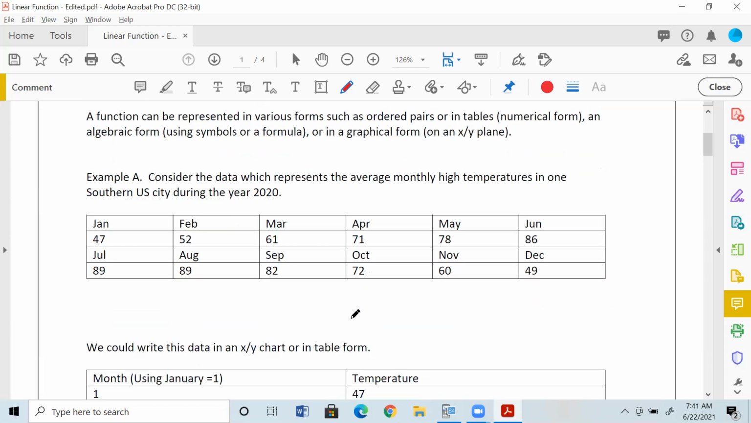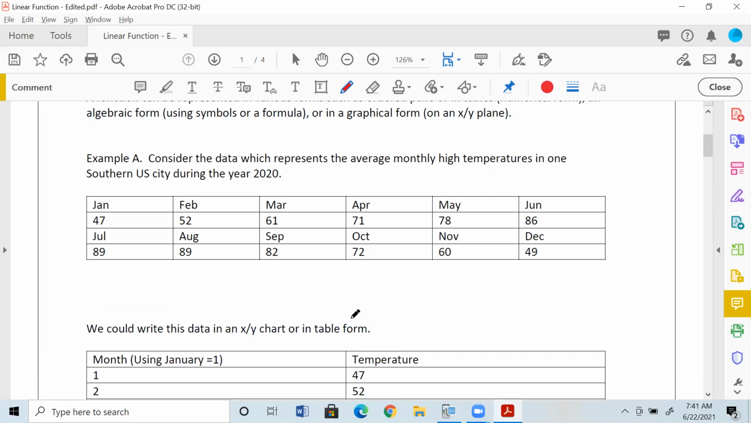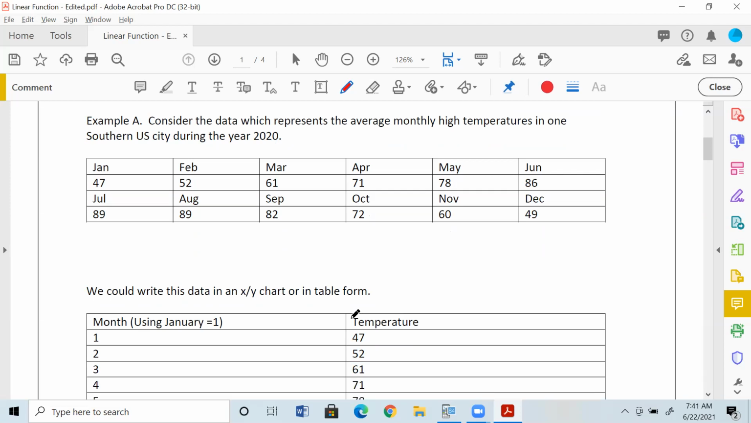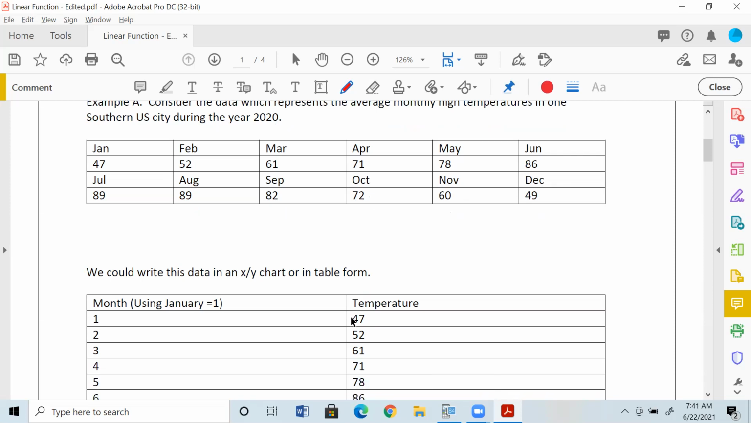We're going to begin by looking at a practical example of weather data. We're taking a look at a southern US city during the year 2020 and the average monthly high temperatures for that city. We can take this information and write it into an XY chart. We're going to let January be represented by the number 1, February by 2, March 3, and so forth. So our X values are our months and our temperatures are our Y's. Again, Y's are the same thing as f of x's.